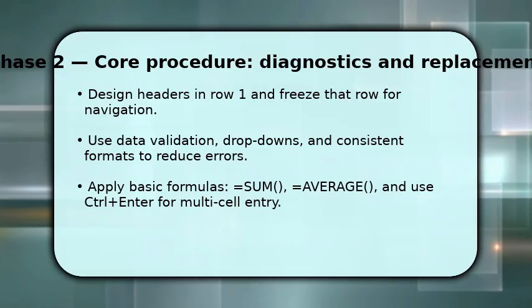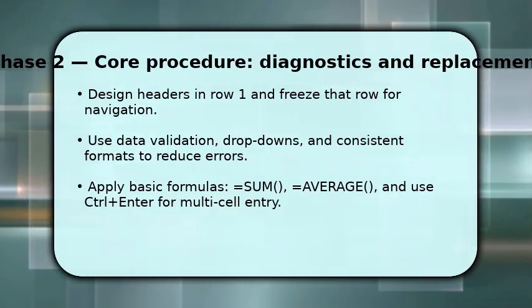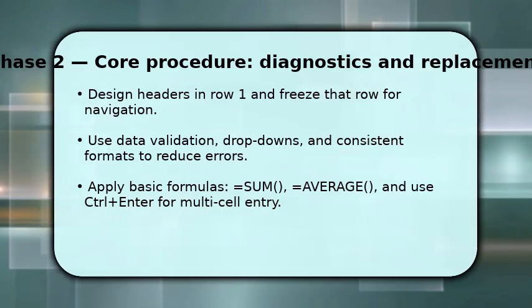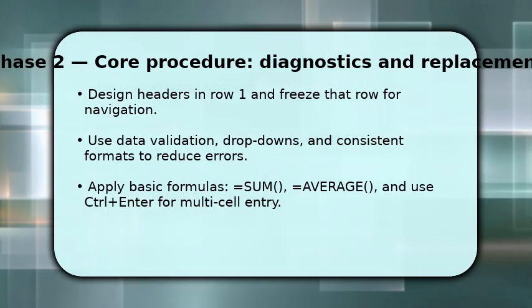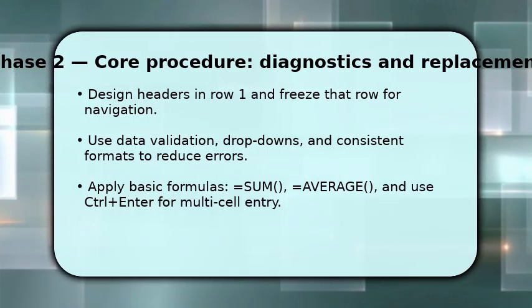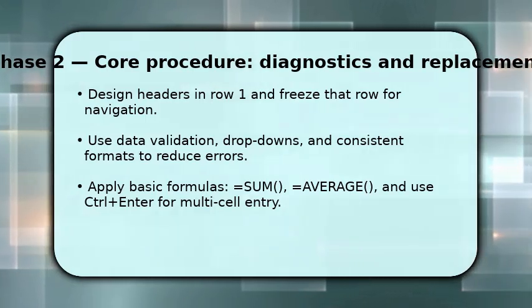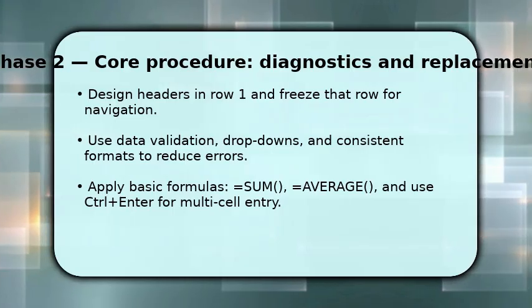Create clear headers in row 1 and freeze that row so you always see labels while scrolling. You'll want consistent formats, apply number, date, or currency formatting, and add data validation or drop-down lists to prevent bad entries. Enter sample rows, then build core formulas like =SUM(range) and =AVERAGE(range). Those calculate totals and trends instantly.